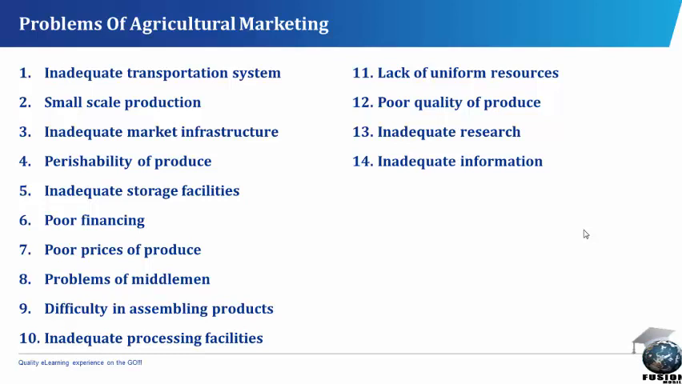There is always lack of uniform weights and measures for produce, that is, no standardization in measurement. And also, most agricultural produce are of poor quality due to contamination. There is poor or inadequate research in marketing and storage, and there is inadequate information about production and marketing, or market intelligence.